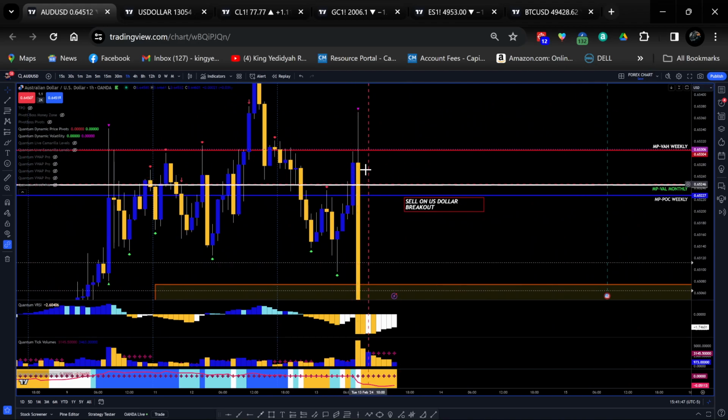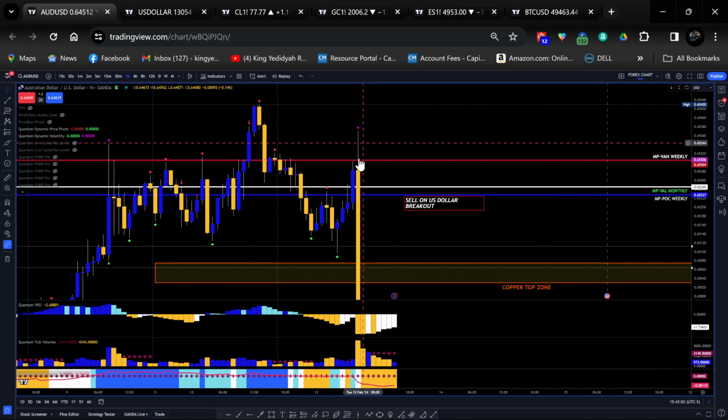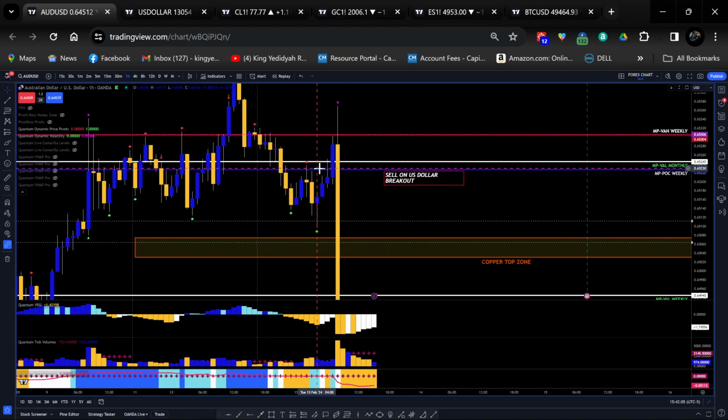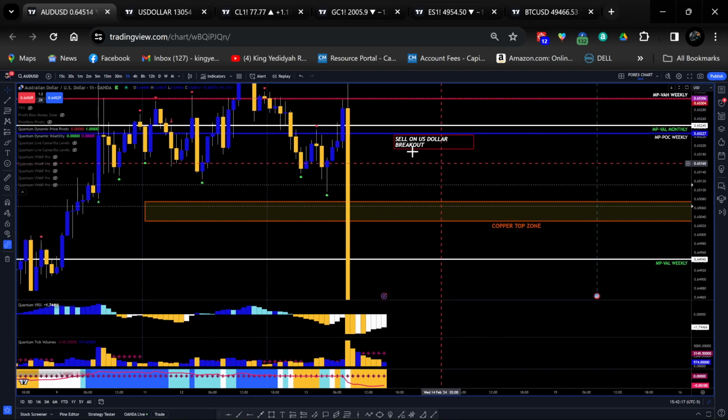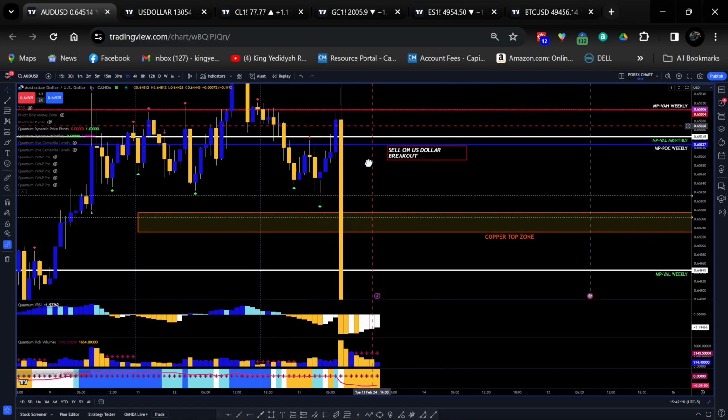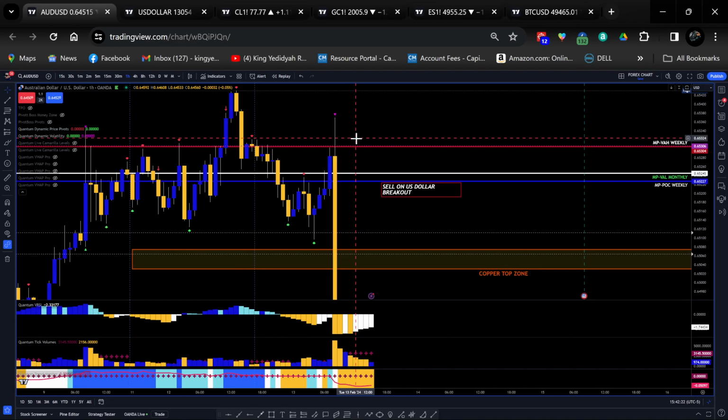So we were just above, coming back, kind of retracing back to this weekly POC area and the monthly value area low, right? And also the monthly value area high, right? So as you can see with the CPI candle, we push back above the weekly value area high. Hold on. Man, my throat is acting up. So we pushed above it, got the rejection up there above the weekly value area high.